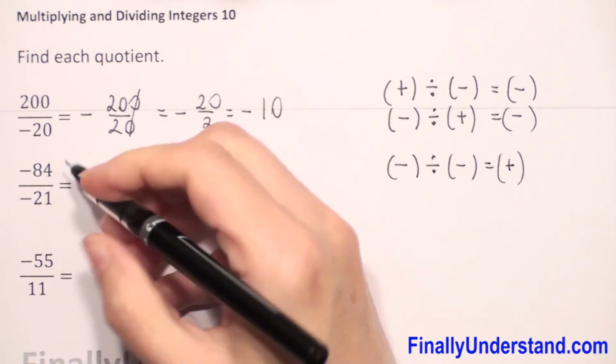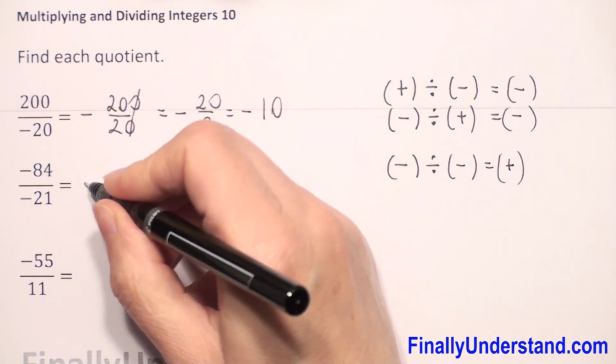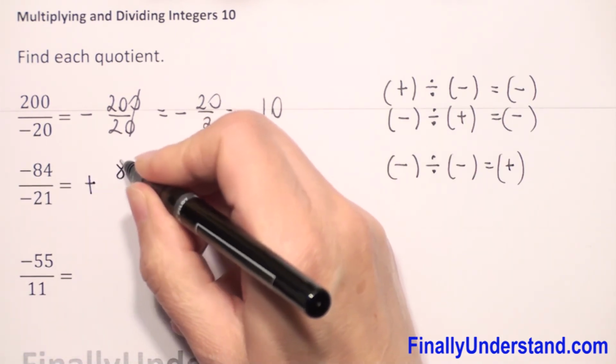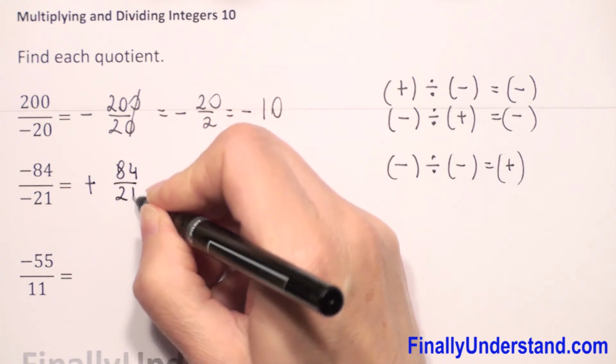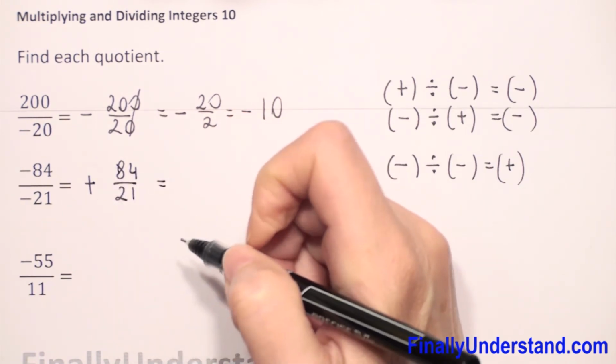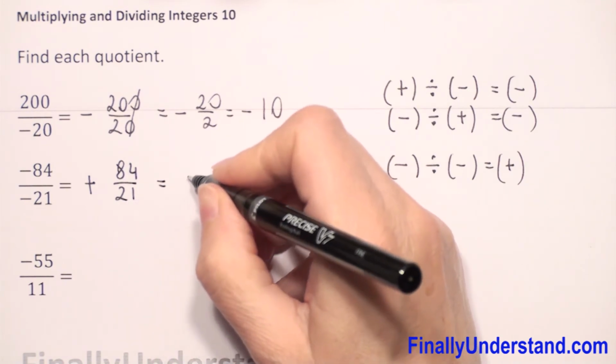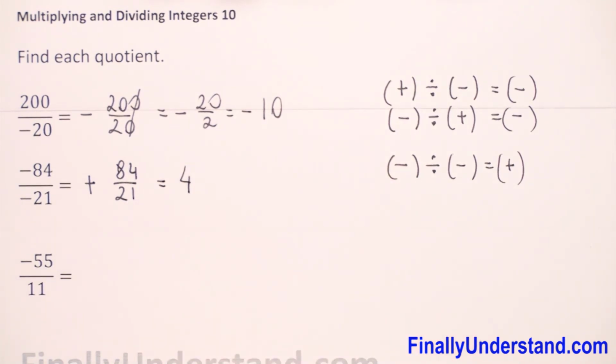So negative and negative give me a positive sign, and I have 84 divided by 21. The positive sign we don't have to write. 84 divided by 21 is 4.